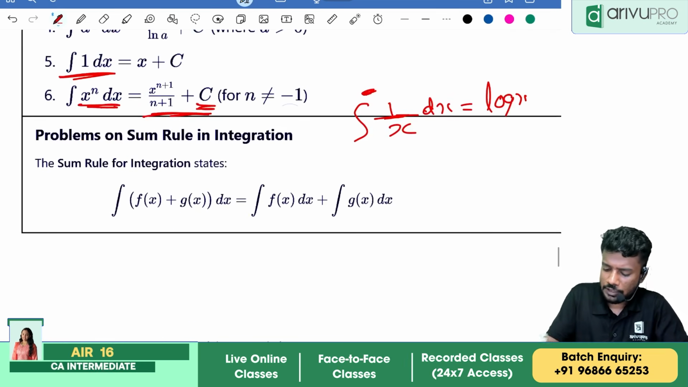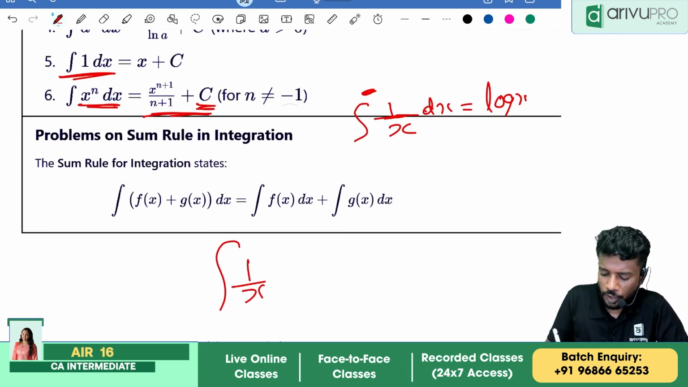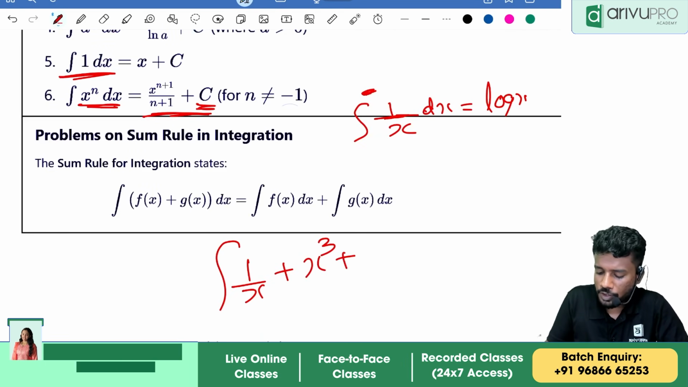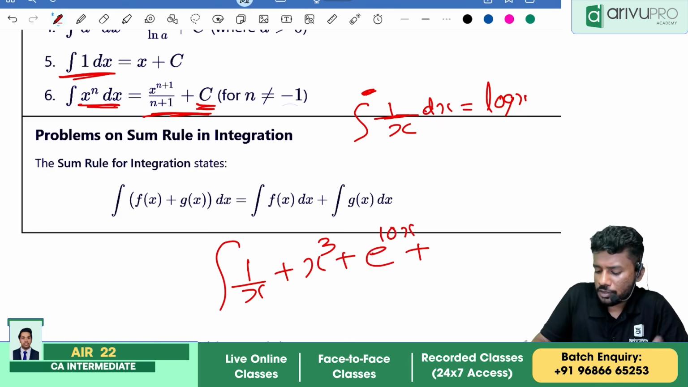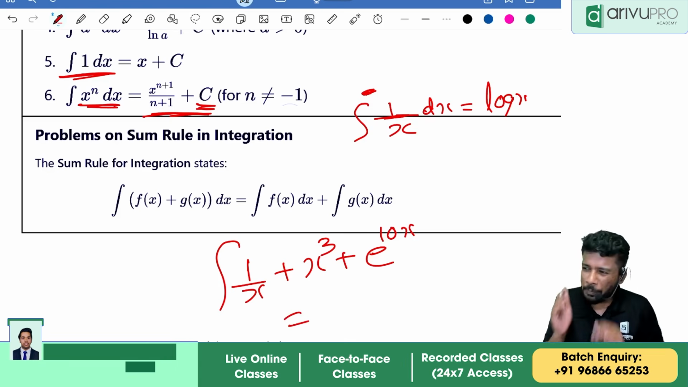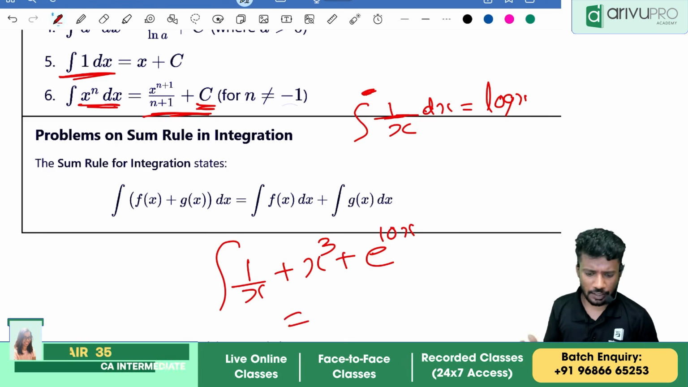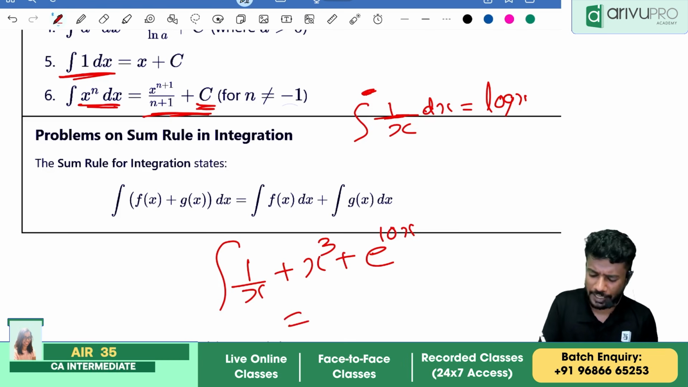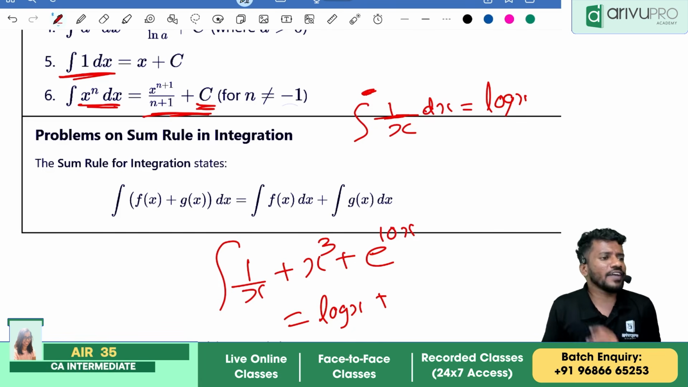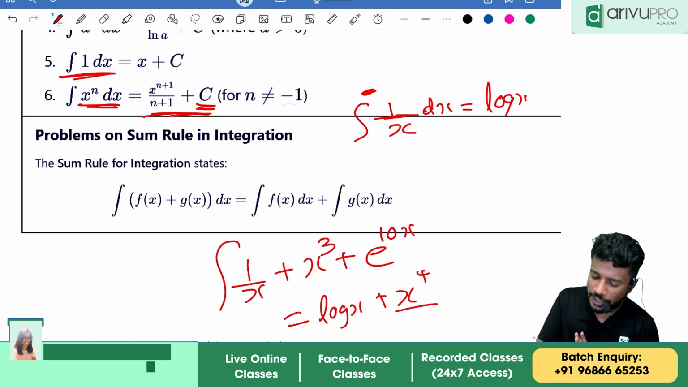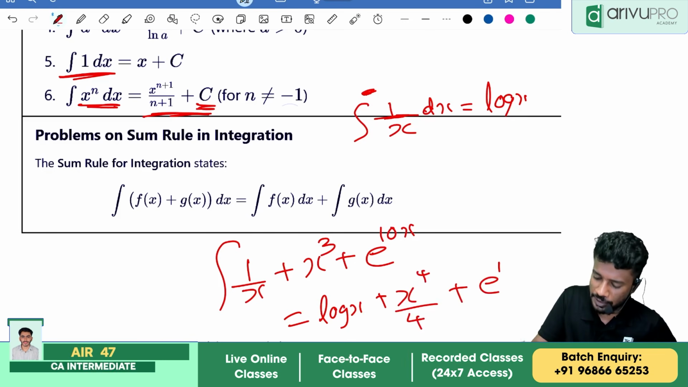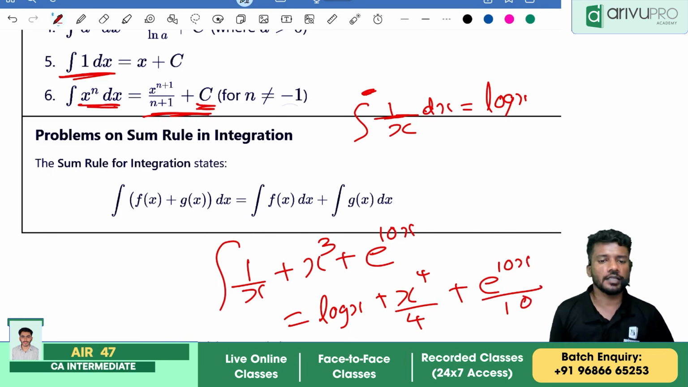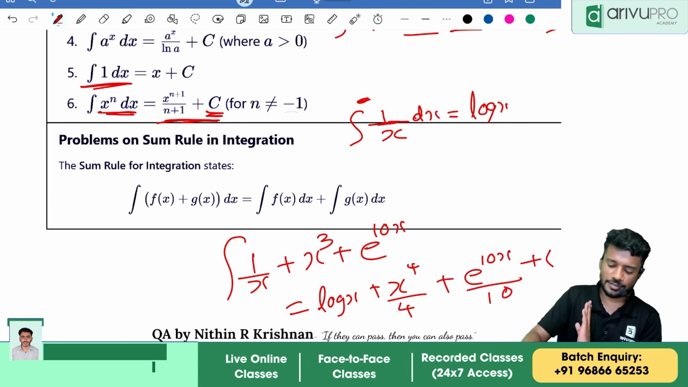Okay, fine. Then what is the integral of 1 by x plus x cube plus e raised to 10x? How much is the answer? Split the integral. Integral of 1 by x is how much? Log x. What is the integral of x cube? x raised to 4 divided by 4, plus what is the integral of e raised to 10x? That is nothing but e raised to 10x divided by 10. Plus c.